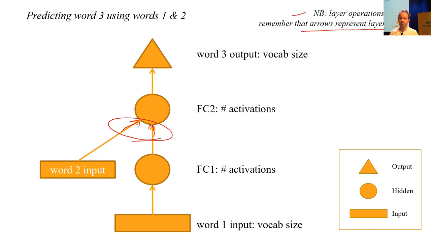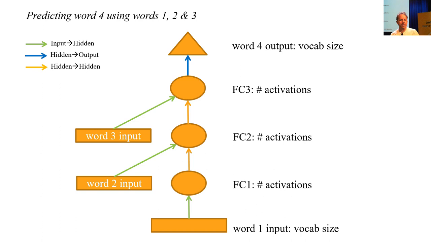Okay. Let's go further. What if we wanted to predict word four using words one and two and three? It's basically the same picture as last time, except with one extra input and one extra circle. But I want to point something out, which is each time we go from rectangle to circle, we're doing the same thing. We're doing an embedding, which is just a particular kind of matrix multiply where you have a one hot encoded input. Each time we go from circle to circle, we're basically taking one set of activations and turning it into another set of activations by saying we're now at the next word. And then when we go from circle to triangle, we're doing something else again, which is converting the hidden state, these activations, into an output.